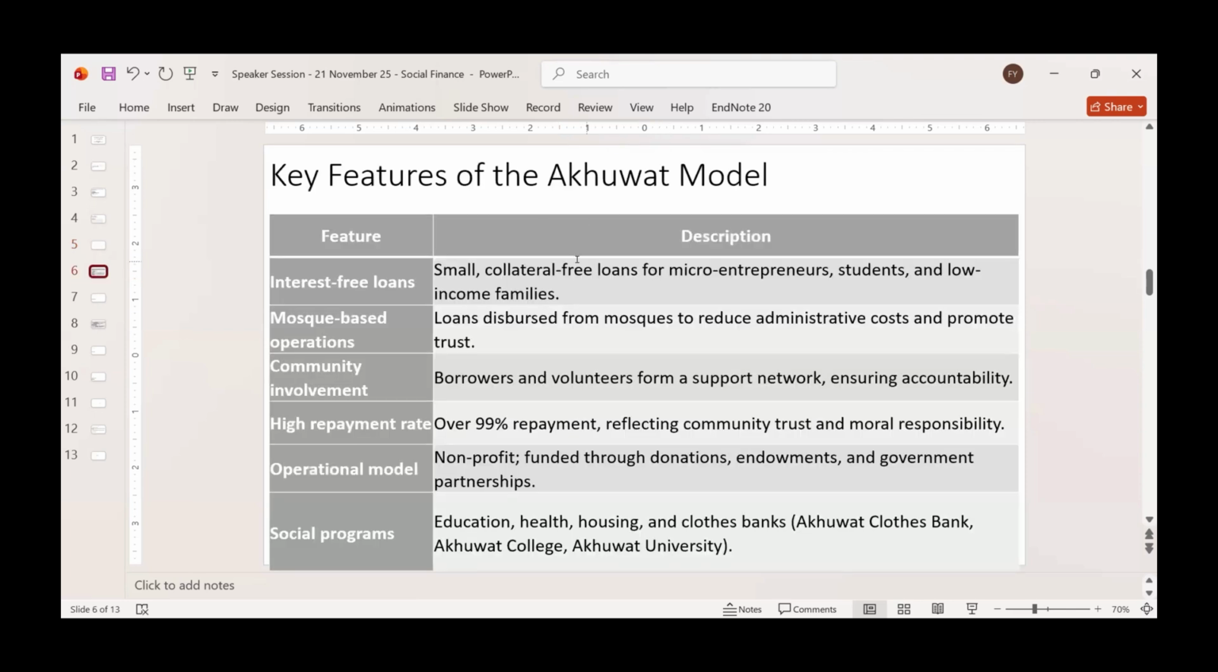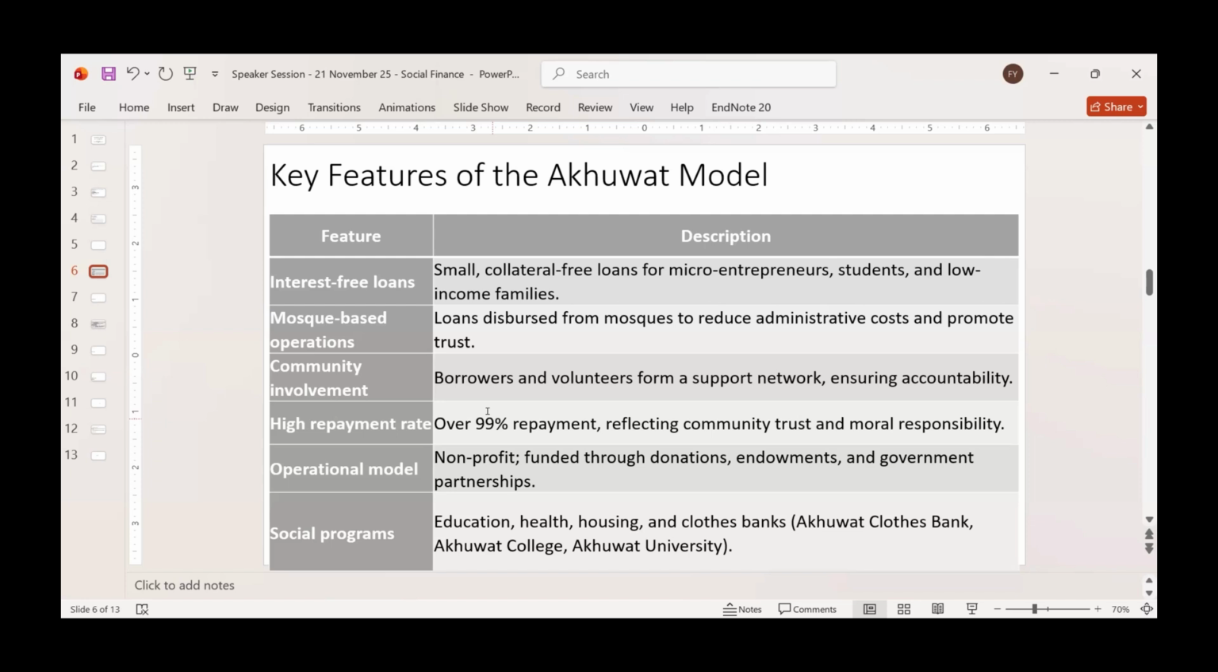Here are some key features of the Akhuwat model. Number one is interest-free loans, which are small with social collateral. Collateral-free loans means there are no financial collaterals for micro entrepreneurs, students, and low-income families. Mosque or masjid-based operations, so loans are disbursed from mosques to reduce administrative cost and to promote trust. Then community involvement, where borrowers and volunteers form a support network ensuring accountability and a high repayment rate.